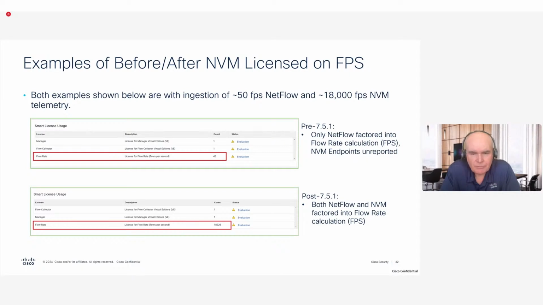Post 751, you notice that for this particular user, the flow rate has now jumped up to 18,000. That's because of those additional MVM flows are now being factored into the flow rate license. So I just wanted to highlight that if you do upgrade to 751 and you are currently using MVM flow or ingesting it, you will see that jump in the flows per second on the smart licensing account.